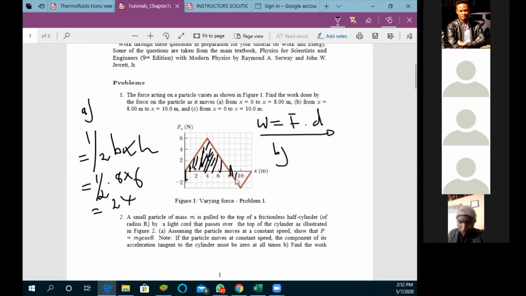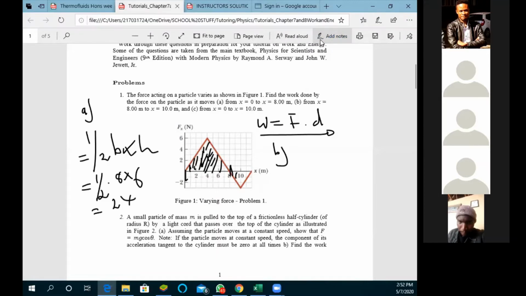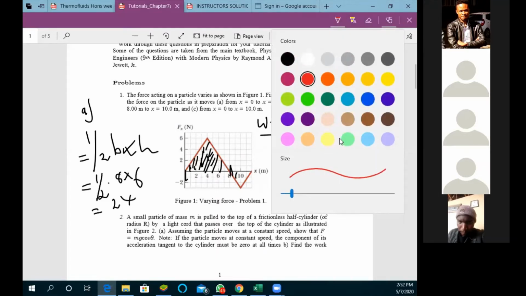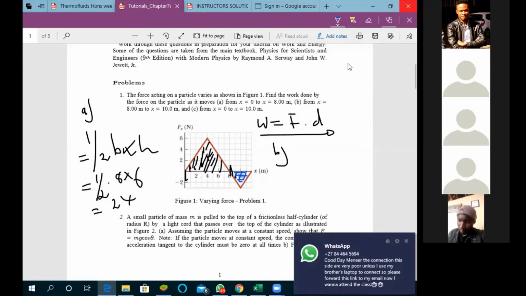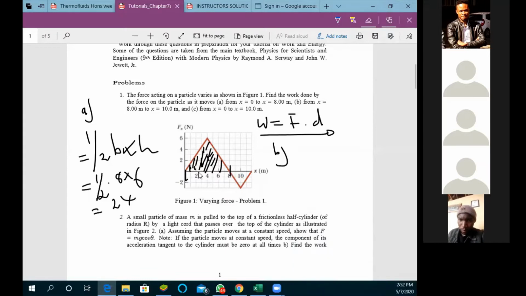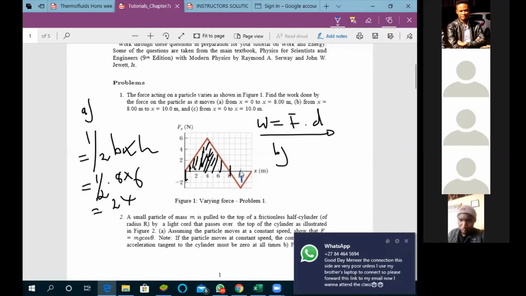So this is the area under this curve. Can we just use a different color here so that it may be clear for you guys? I'm going to use blue, okay? So this is the area that we're looking for now because it's from 8 to 10, isn't it? Actually, it's not the whole area because, just wait a second here. Okay, so it's from 8 to 10, right? The area ends here. So it's this side.